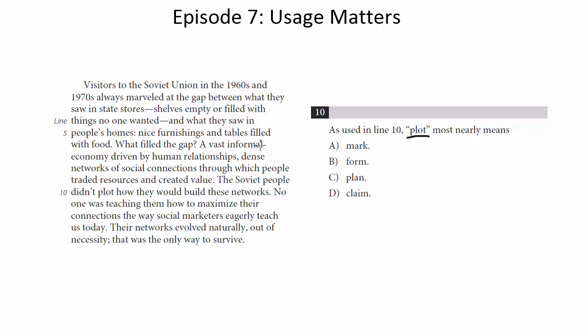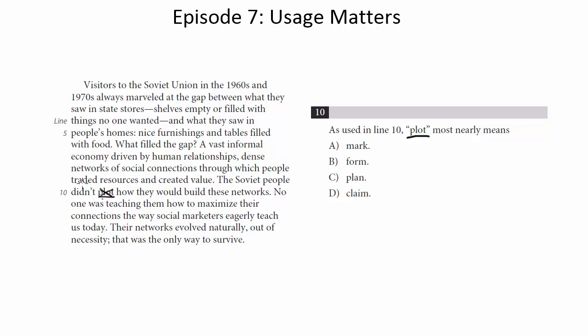Let's start by reading part of this passage to get the context for the sentence. What fills the gap? A vast informal economy driven by human relationships, dense networks of social connections through which people traded resources and created value. The Soviet people didn't blank how they would build these networks. No one was teaching them how to maximize their connections, blah, blah, blah. So let's pretend, typically we cross out this word plot and we put in our own word. Let's pretend we were having trouble coming up with our own word. So in that case, you just go right to the choices.